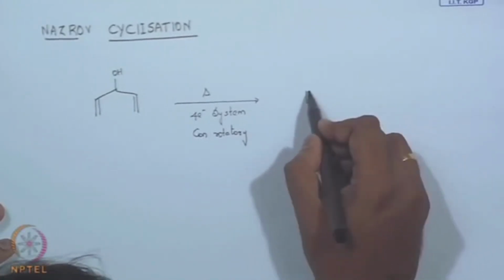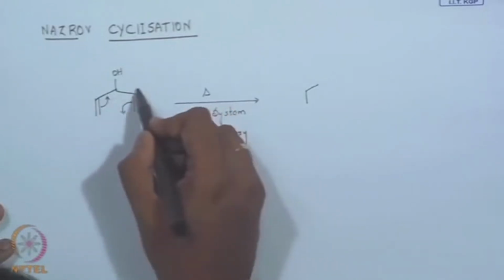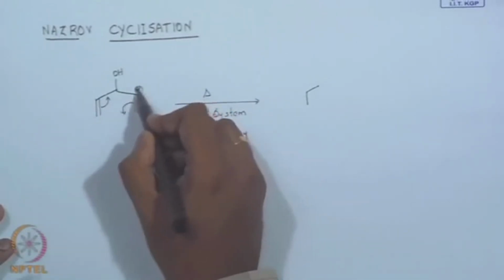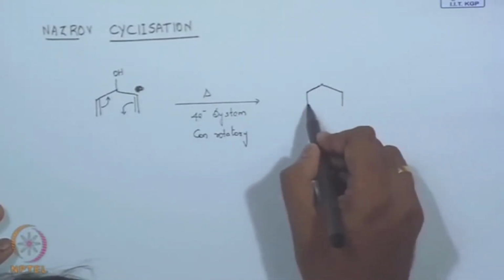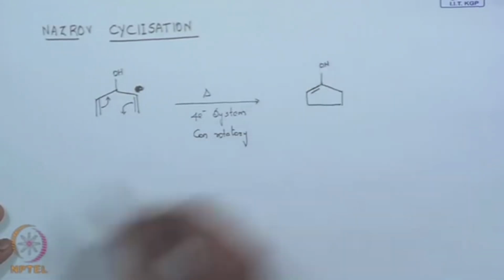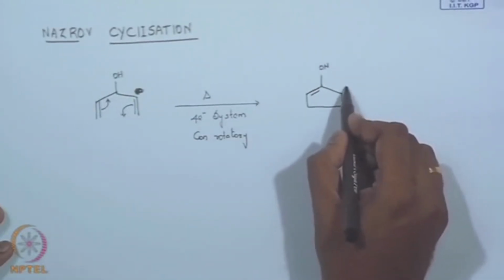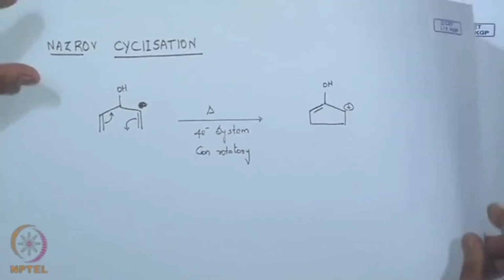So, if you see this, you get this one, okay, you have a positive charge. Sorry, you get this. So, you can get a cyclic product with OH, okay, but you will have a positive charge here. Fine. This is the simplest Nazarov cyclization. Okay. So, based on that, we will see one good example of Nazarov cyclization.